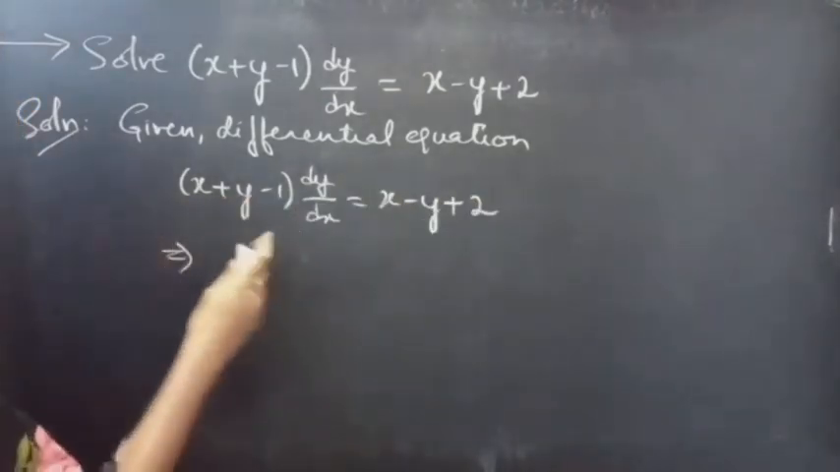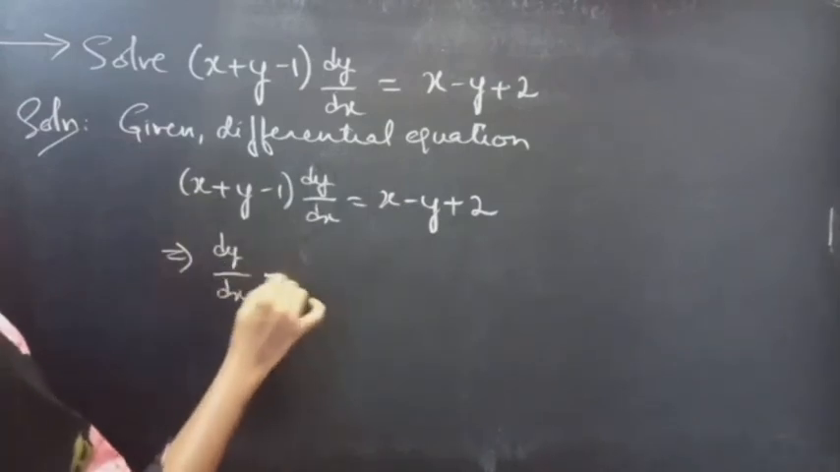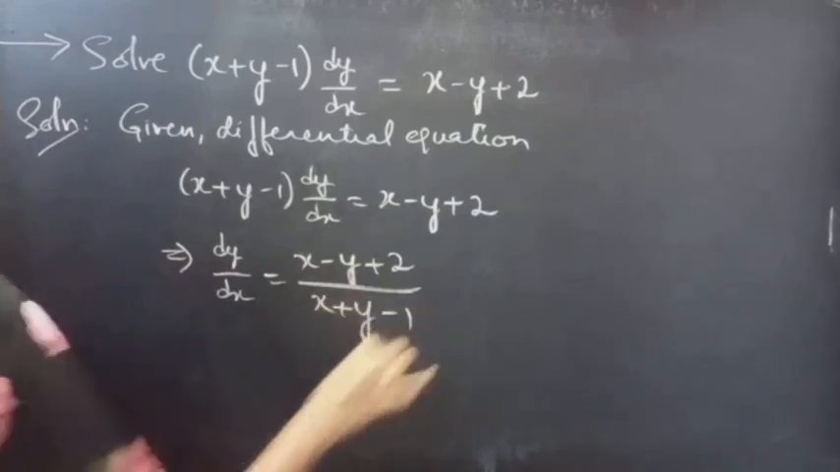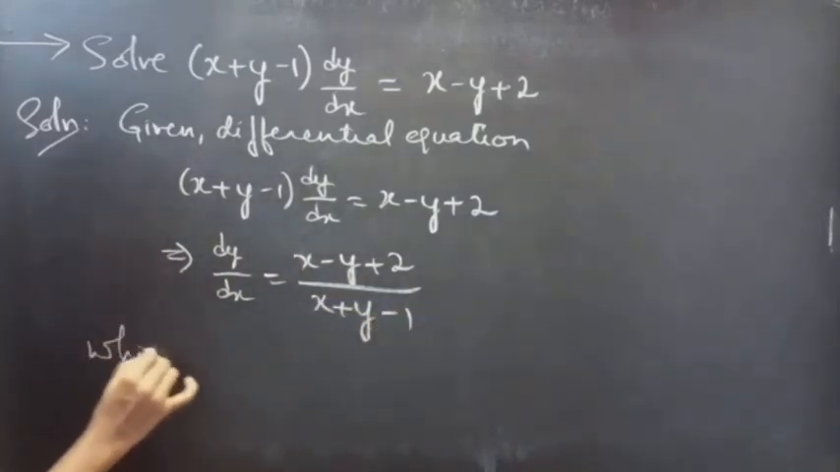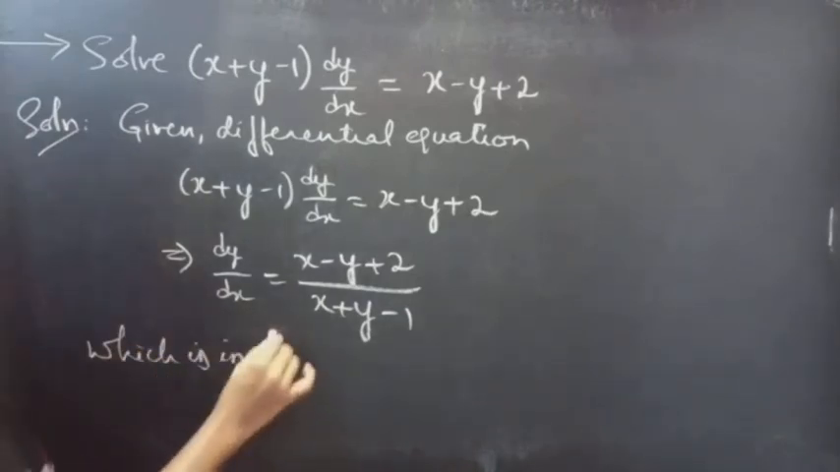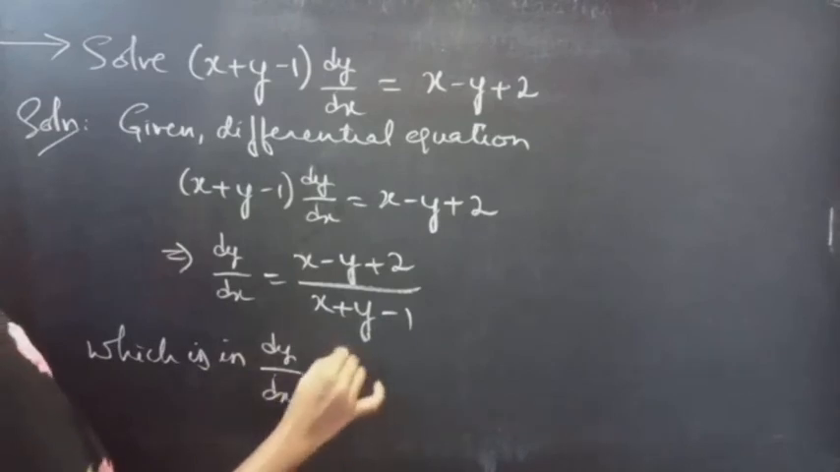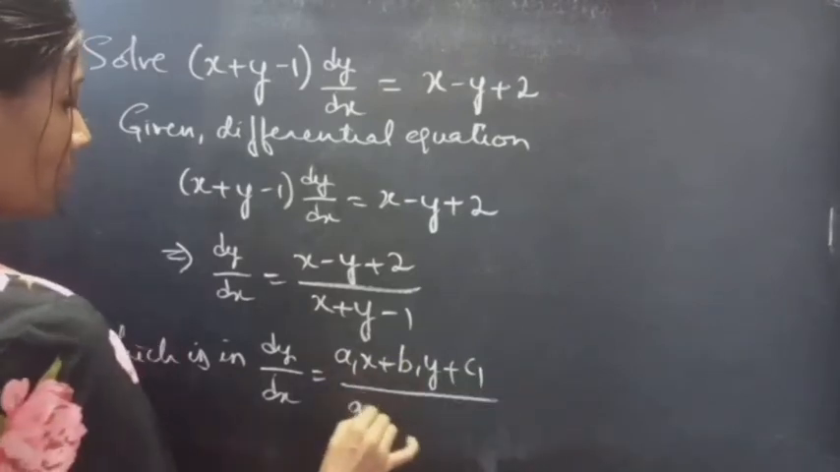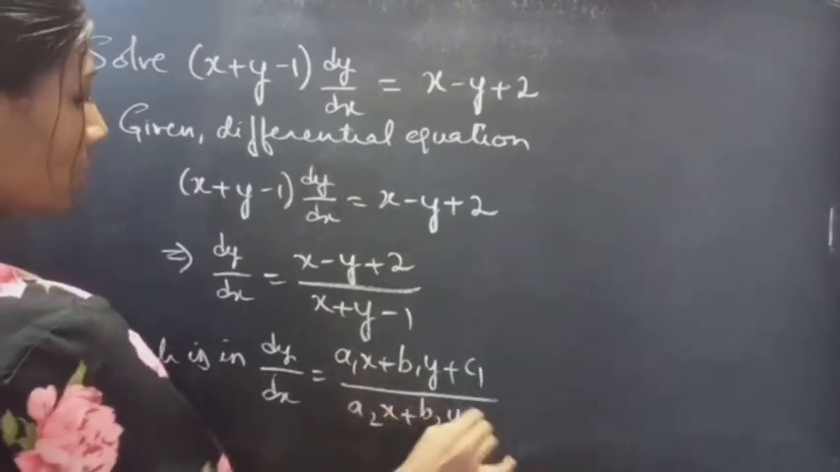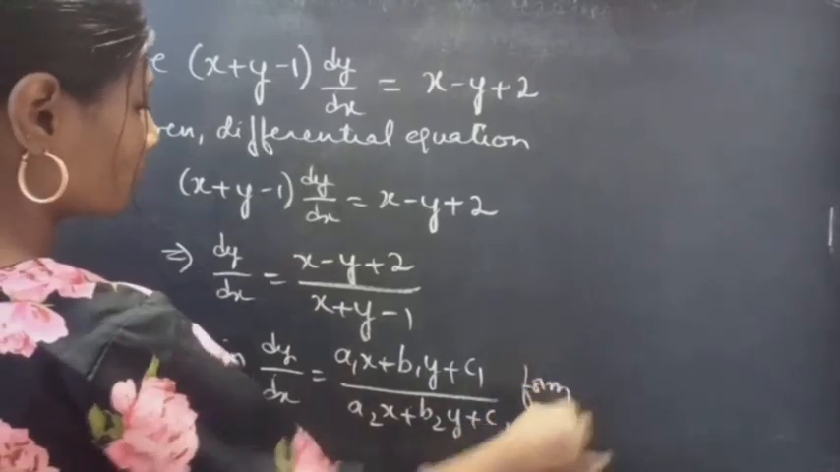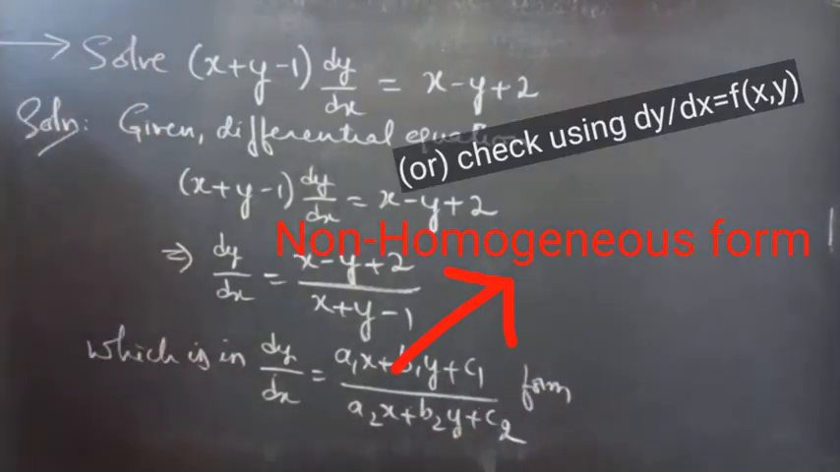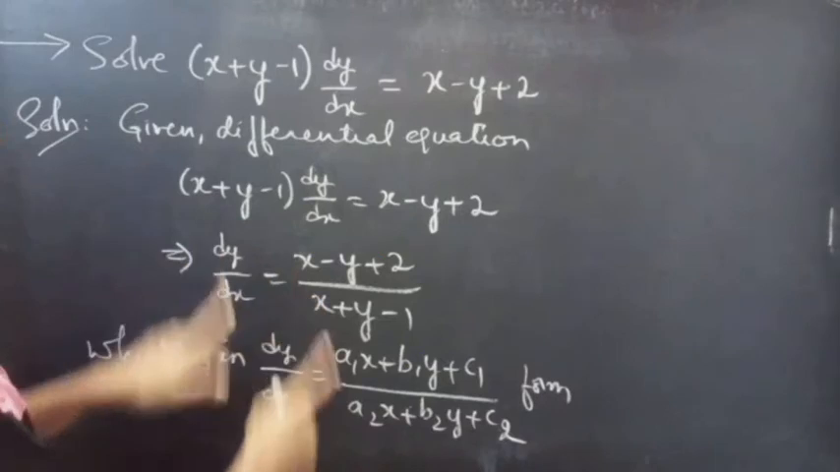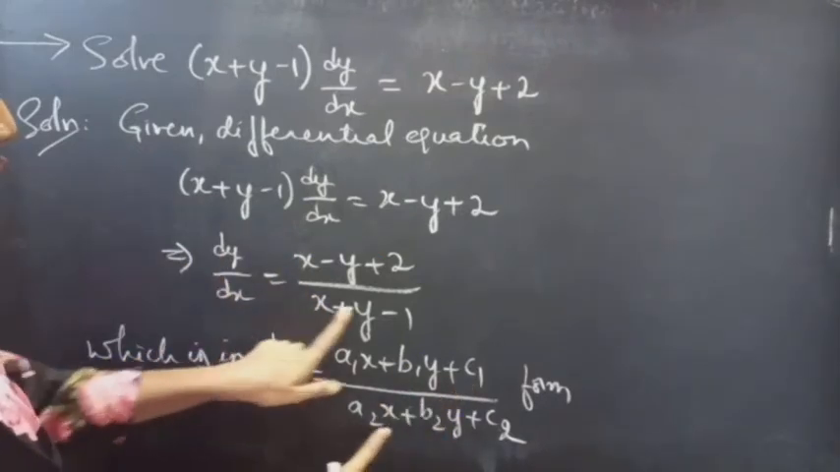Now take the RHS, we will get dy/dx = (x - y + 2)/(x + y - 1), which is in the form dy/dx = (a1x + b1y + c1)/(a2x + b2y + c2). So here compare these two. By comparing these two, we'll get a1, b1, c1, a2, b2, c2.